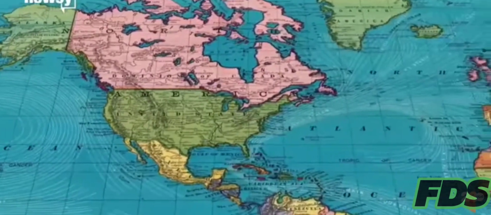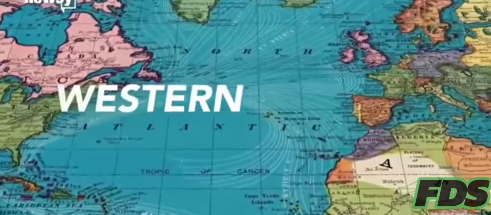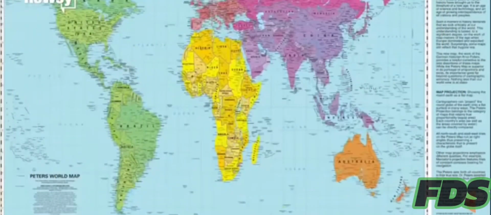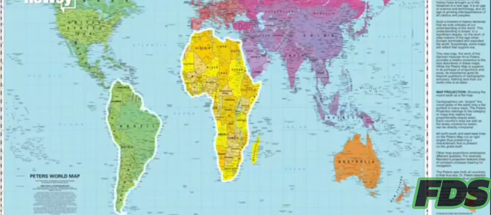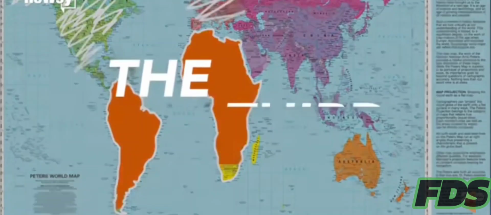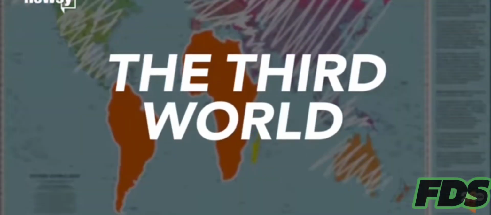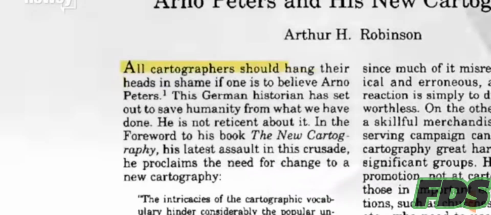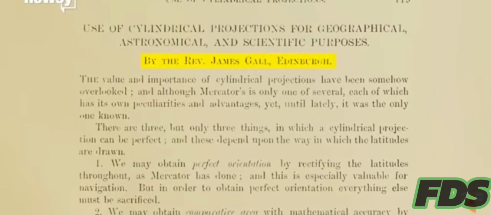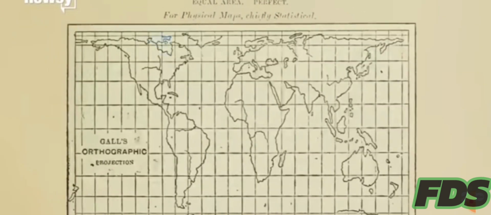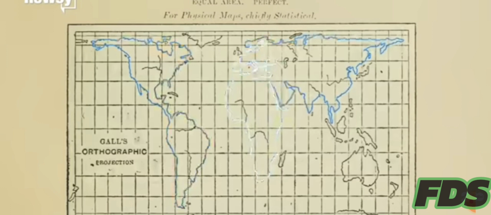For Arno Peters, the Mercator represented Western imperialism. His new projection, with a more prominent Africa and South America, was meant to emphasize what he called the Third World. Reactions ranged from cautious amusement to outright hostility. Peters had trashed the cartographic community in writings promoting his map, and his version really wasn't even that original. A Scottish clergyman named James Gall had created virtually the same thing in 1885.